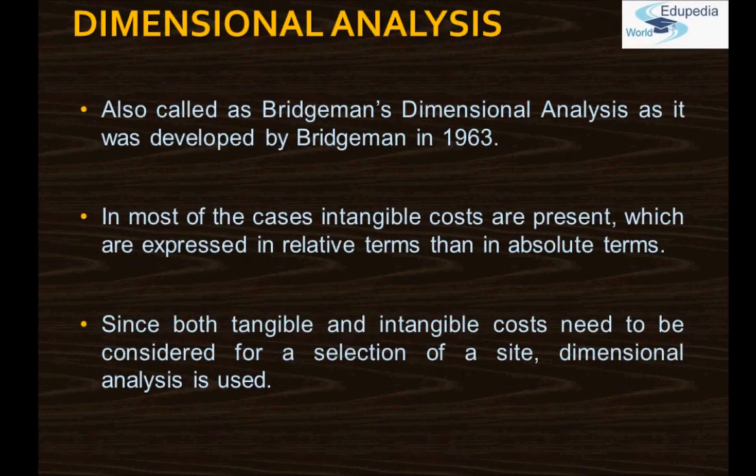This method is also called Bridgman's dimensional analysis, as it was developed by Bridgman in the year 1963. If all the costs were tangible and quantifiable, the comparison and selection of a site would be easy. The location with the least cost is selected, and their relative merits and demerits can also be compared easily. But in most cases, intangible costs are present, and these costs are expressed in relative terms rather than in absolute terms. Since both tangible and intangible costs need to be considered for the selection of a site, we use the method of dimensional analysis.